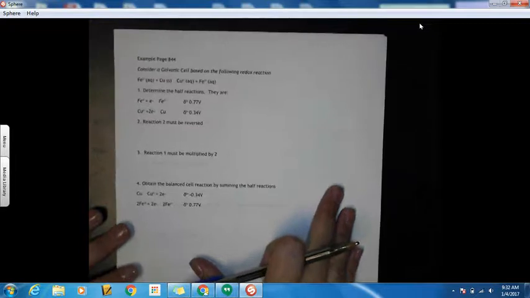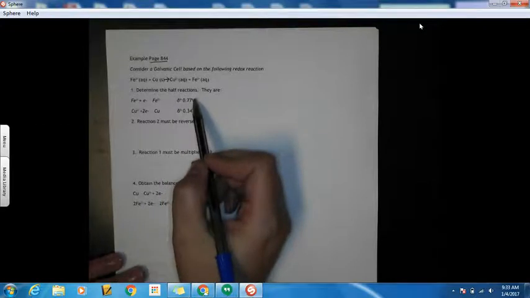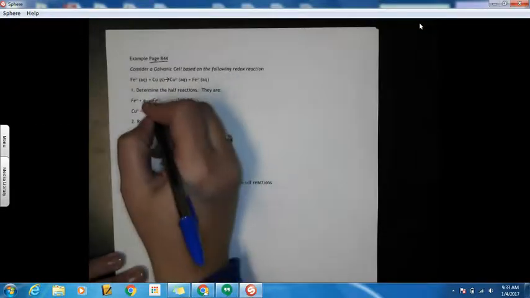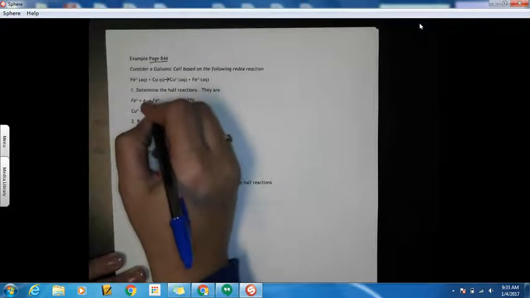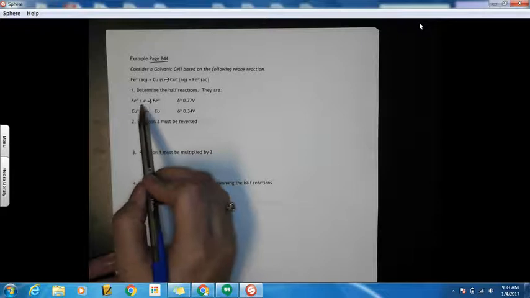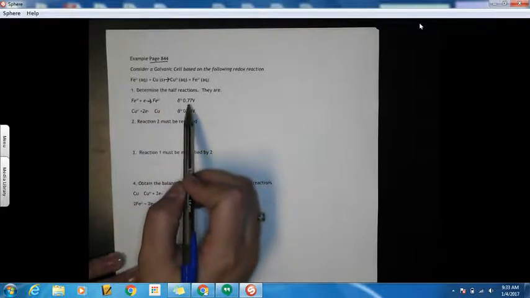Alright, so let's look at an example problem. This example problem can also be found on page 844 of your textbook. Again, I'm missing an arrow here. Alright, so we want to determine the half reactions. We have iron plus 3 going to iron plus 2. That's one of our half reactions. And again, to be electrically neutral, the iron plus 3 has to gain an electron to become the iron plus 2. We find that the cell potential is 0.77 volts.